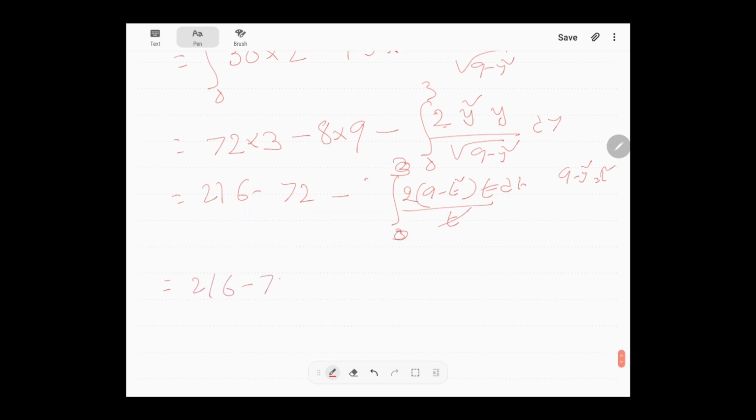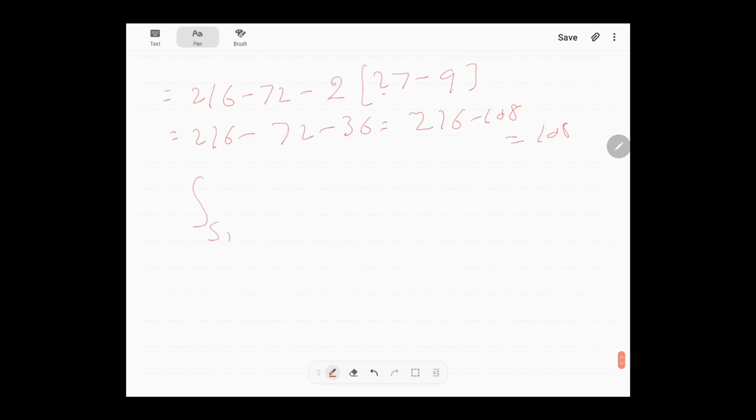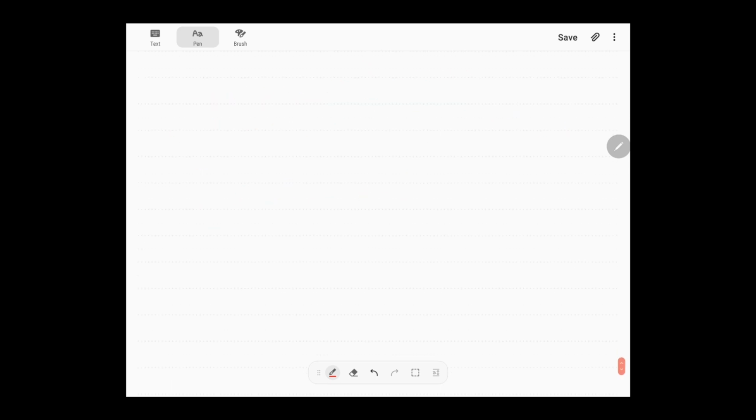So this is 216 minus 72 minus 2 comes out. Integral 9 is this, t and t gets cancelled. 9t, this is 27 minus t square is t cubed by 3. T cubed by 27 by 3, that is 9. 27 minus 9 is 18. 18 into t is 36. This is 216 minus 72 minus 36. That is 216 minus 108. This is plus 108. Therefore, integral over S5 f bar dot n bar ds is 108.